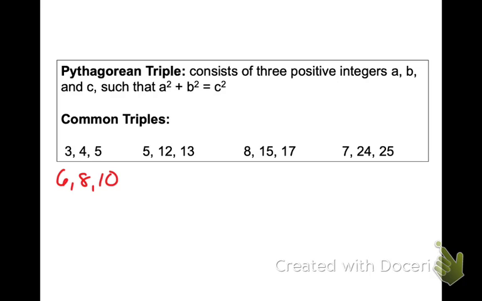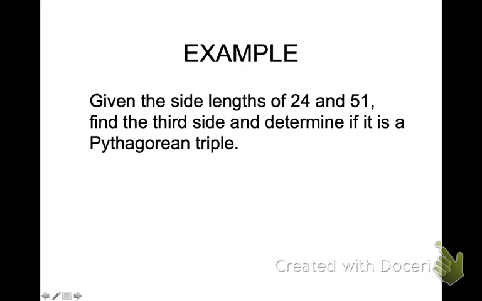If I reduce that by 2, it gets me back up to here, right? Or I could triple it, which would be 9, 12, 15. Or I could quadruple it, which would be 12, 16, and 20. So all of those are Pythagorean triples. Same thing occurs there.